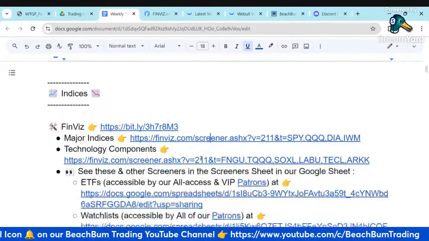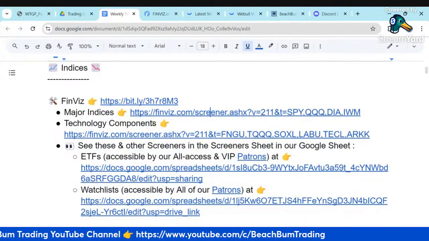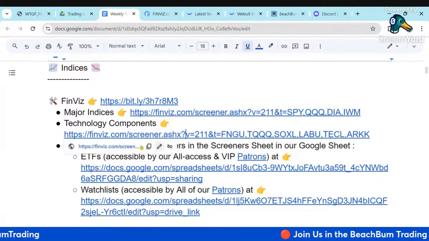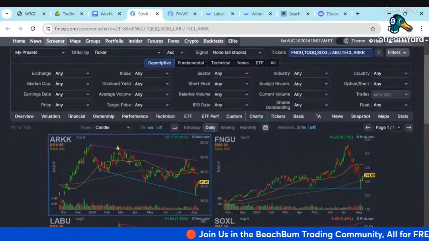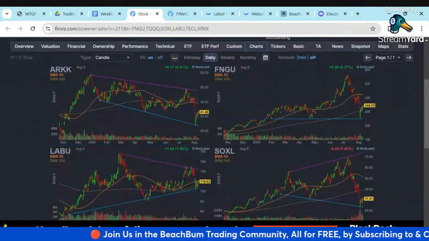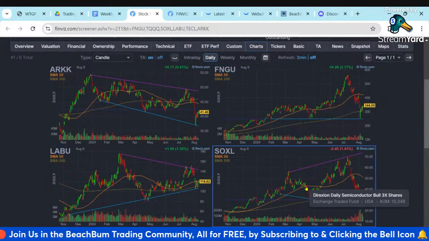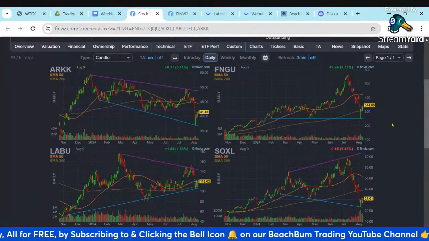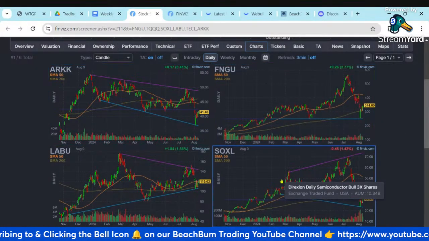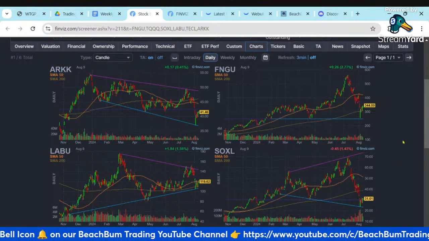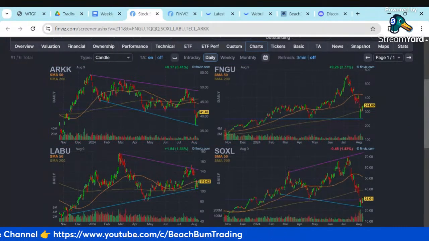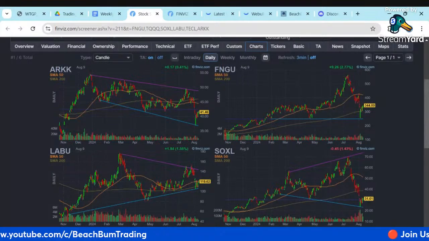Just a quick reminder, you can find these screeners for the major indices and the technology components also in the screeners sheets of our ETFs and Watchlist Google Sheets, as well as in our notes documents. In terms of the technology components, again, these are all the leverage longs for the technology components. When we get to ETFs, we can also look at the leverage short inverses of these. So again, great way to make money trading this volatility, particularly in the technology sector, is by short-term trading, scalping these leverage longs and shorts. So you can trade either way.